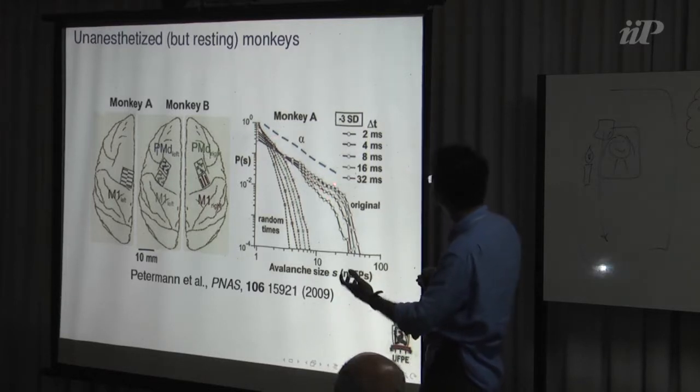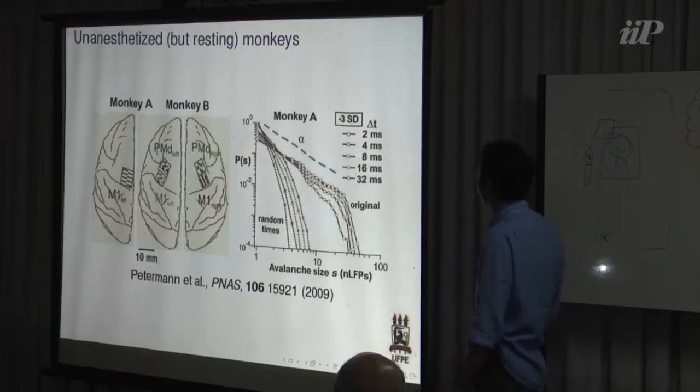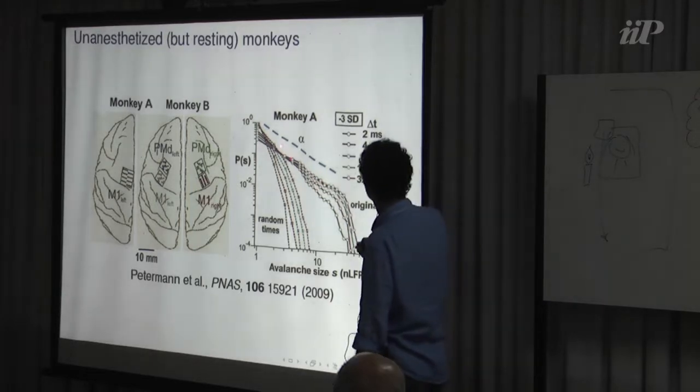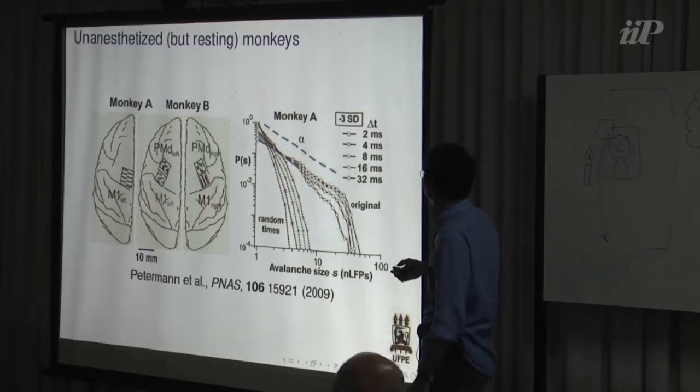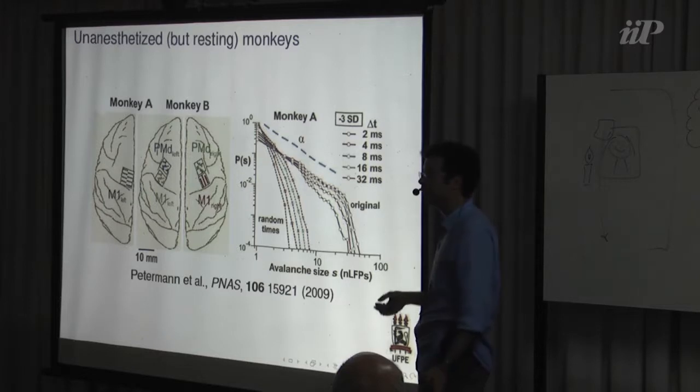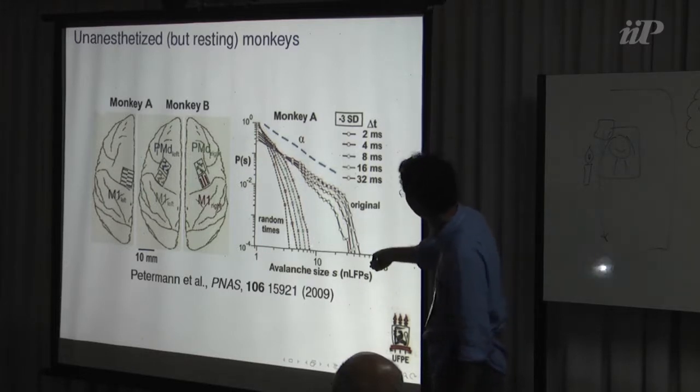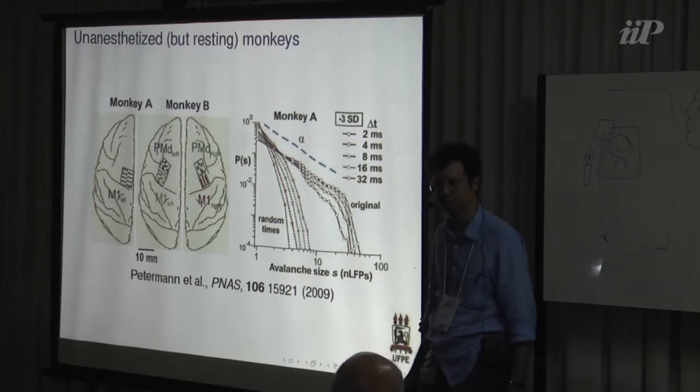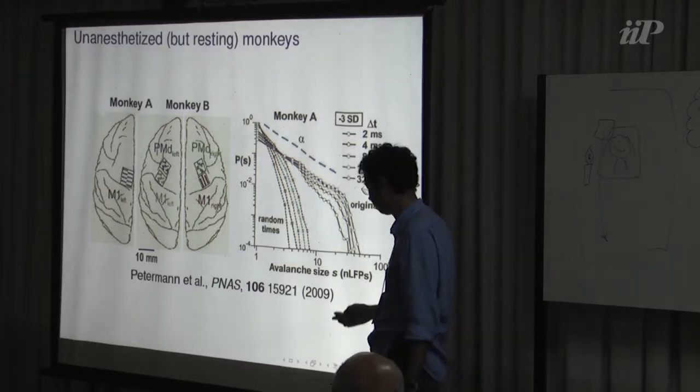Well, if you don't like me calling them power laws, we can say that this is non-trivial statistics because it's not exponential. This is exponential. This is what you get if you shuffle the data. Okay? So you get something there.